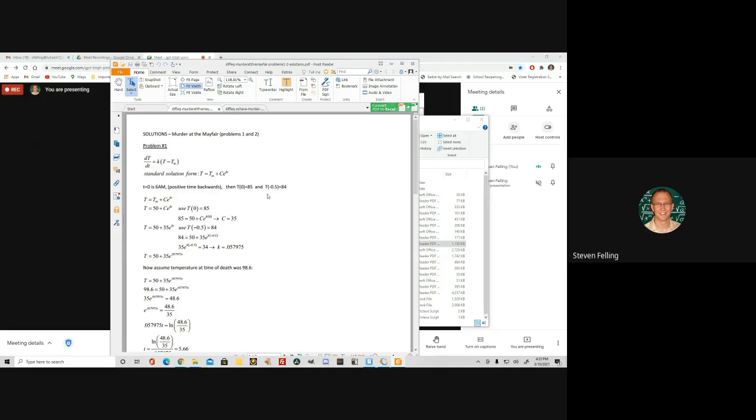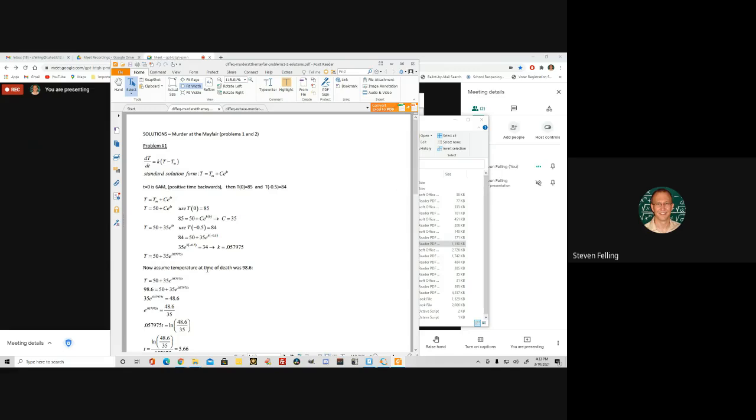And then we can use the second data point that we were given, that when time is negative 0.5, the temperature is 84, plug those things in and solve for the constant K, which would be negative 2 natural log of 34 over 35, so it ends up being 0.057975. And when we fill that in, we have a complete model that shows the temperature of the body versus the time being hours prior to 6 a.m.